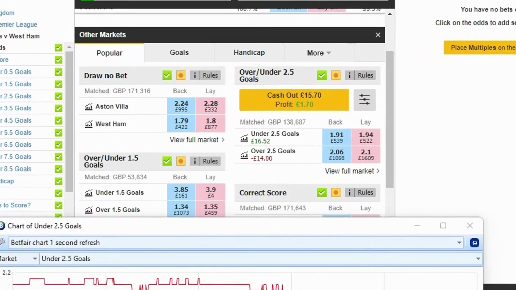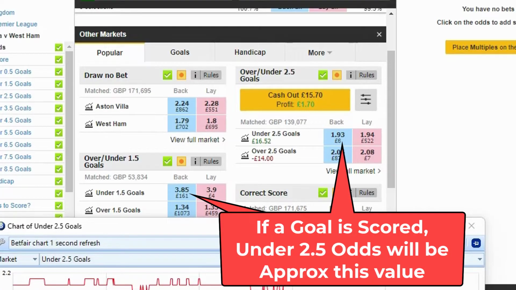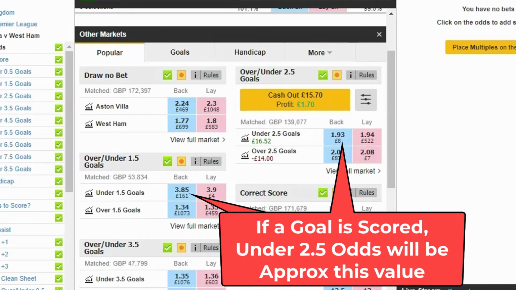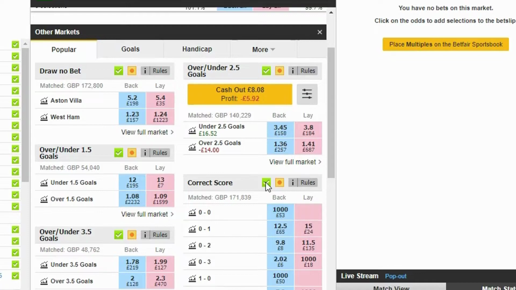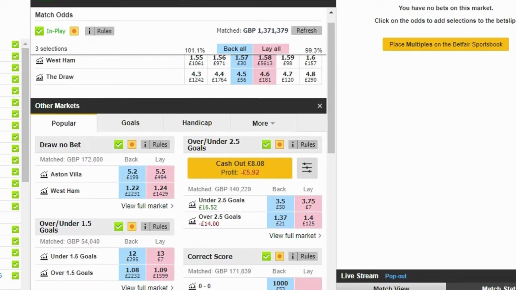The current odds in the under 1.5 goal market will be relatively similar to what the odds will be in the under 2.5 goal market in the event that a goal goes in. So it is always handy to keep your eye on the under 1.5 goals market to calibrate your position in the trade. A goal goes in, the odds fly out to approximately what they were in the under 1.5 goals market just before the goal goes in.